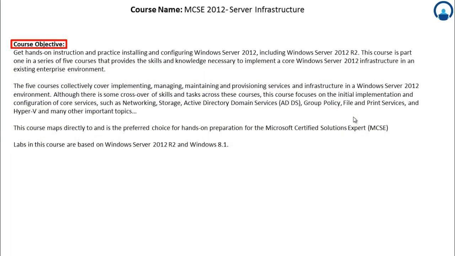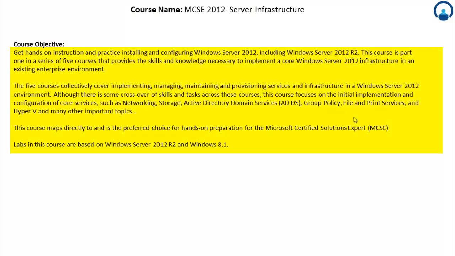Course objectives are to get hands-on instruction and practice installing and configuring Windows Server 2012, including Windows Server 2012 R2. This course is part 1 in a series of 5 courses that provide the skills and knowledge necessary to implement a core Windows Server 2012 infrastructure in an existing enterprise environment. The 5 courses collectively cover implementing, managing, maintaining, and provisioning services and infrastructure in a Windows Server 2012 environment.